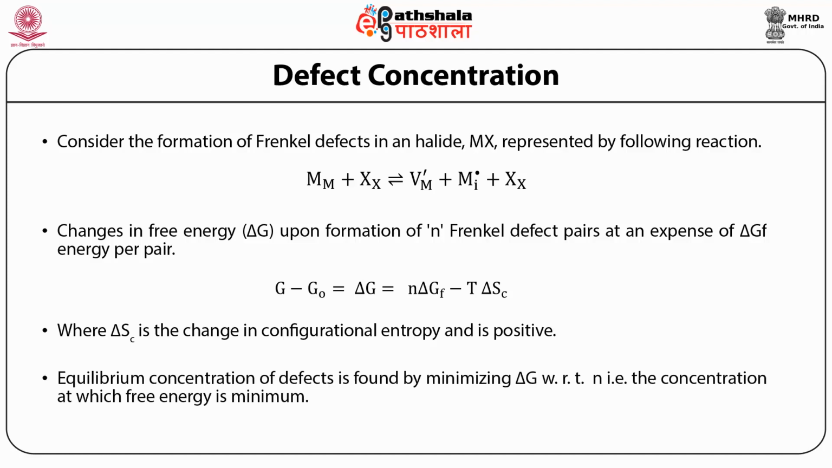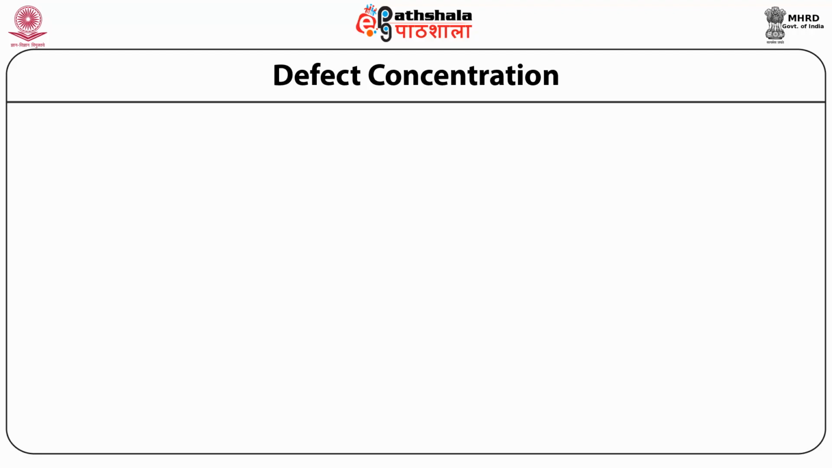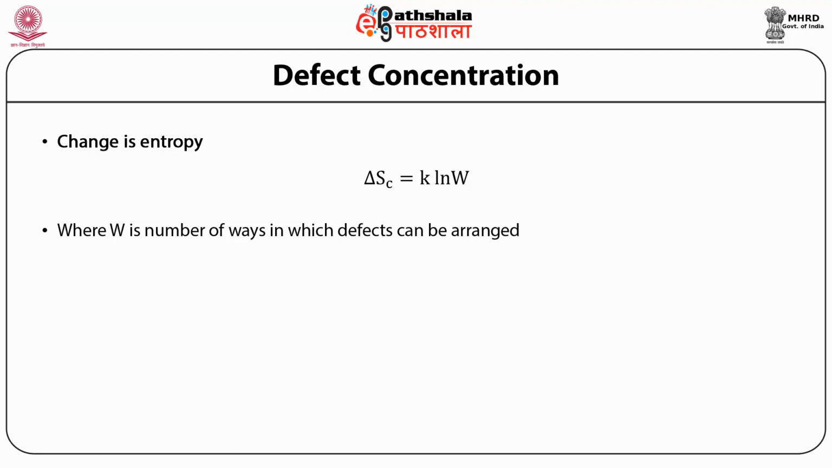The equilibrium concentration of defects is found by minimizing delta G with respect to N, that is the concentration at which the free energy is minimum. Now let us find the defect concentration. The change in entropy, delta SC, is given by delta SC is equal to k ln W, where W is the number of ways in which the defects can be arranged.